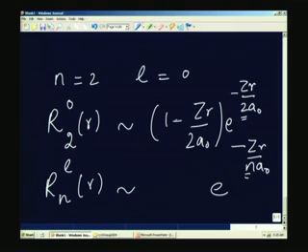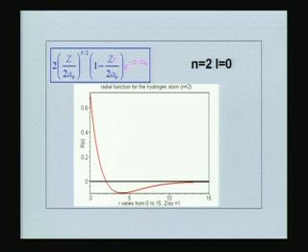Now R20 looks like 1 minus Zr by 2a0 times e to the minus Zr by 2a0. What does it look like functionally? When you plot it in a graph, the function has a graphical representation like this. At r equal to 0, the first factor is 1 and the exponential is 1, so it's maximum. As r increases, for an intermediate value of r, this function decreases, since the linear term is dominant in the beginning, so it goes down. At the value where Zr by 2a0 equals 1, this function goes to 0.